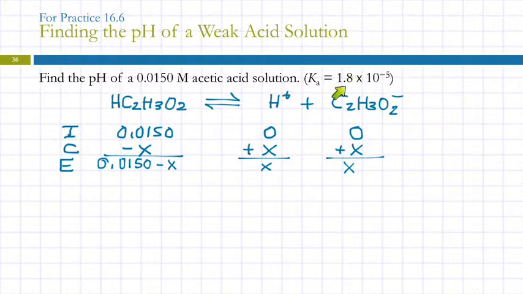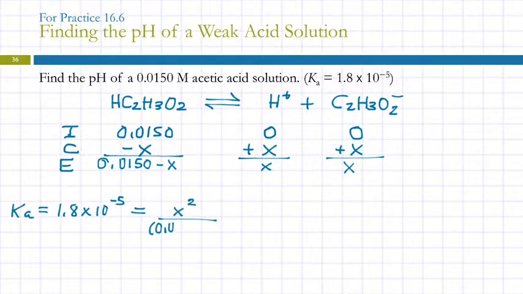We're given Ka, the acid dissociation constant. That's the equilibrium constant for this equation. So Ka equals 1.8 times 10 to the minus 5. And that equals the concentration of each product. There's no coefficient, so we don't have to worry about exponents, divided by the concentration of the reactant. So X times X is X squared, and then that's divided by 0.0150 minus X.